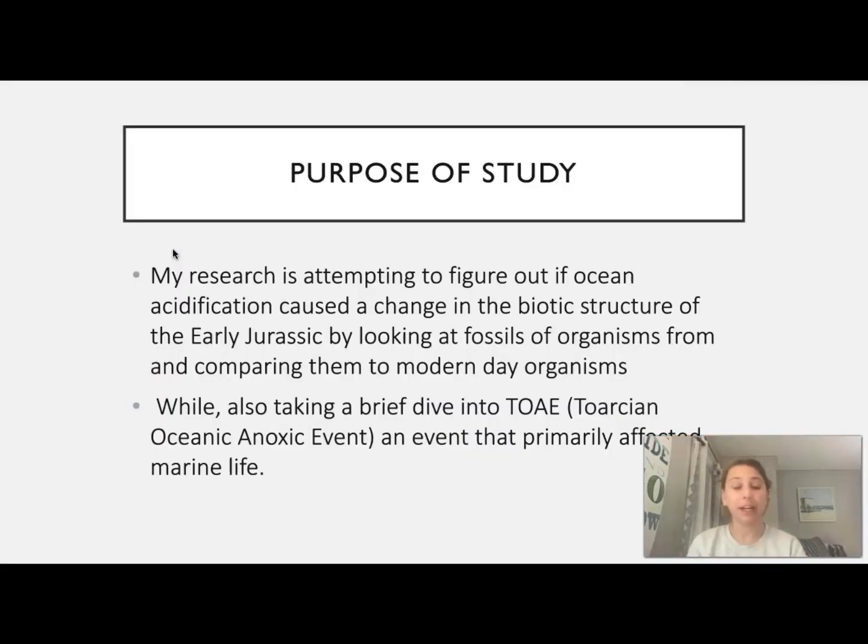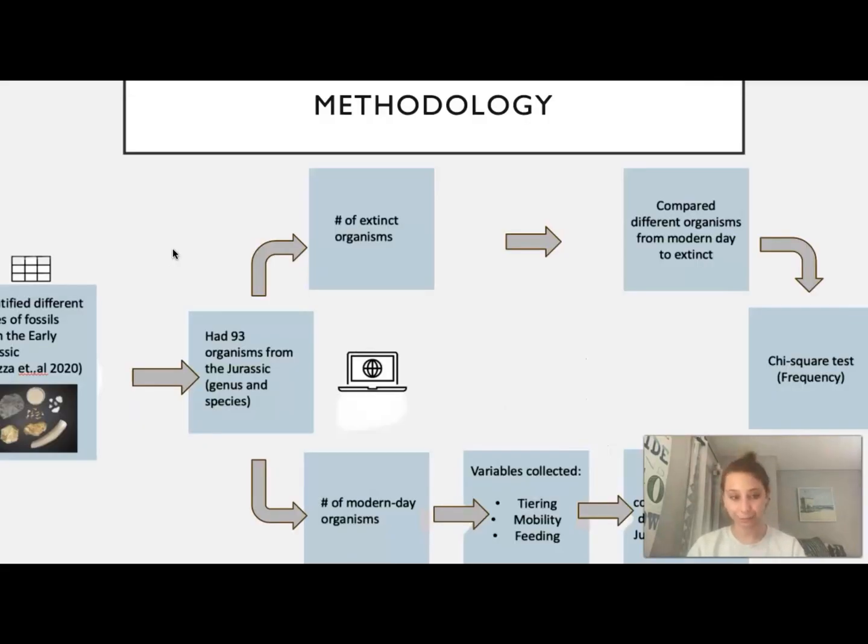So my purpose of study, or my research, is attempting to figure out if ocean acidification caused a change in the biotic structure of the early Jurassic by looking at fossils of organisms from that time period, the Jurassic, and comparing them to modern-day organisms, while also taking a brief dive into the Toarcian oceanic anoxic event, an event that primarily affected marine life.